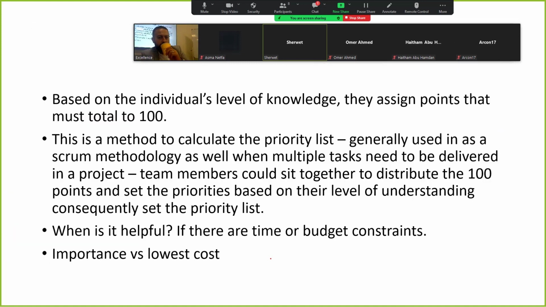each person who votes is a person who understands the subject and has a level of knowledge and understanding in this topic, whatever they're discussing and prioritizing.